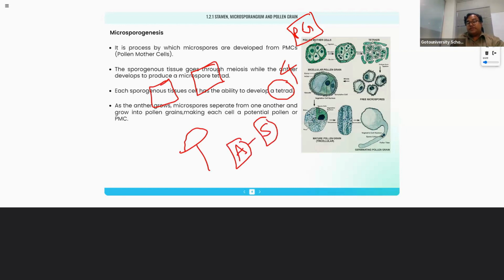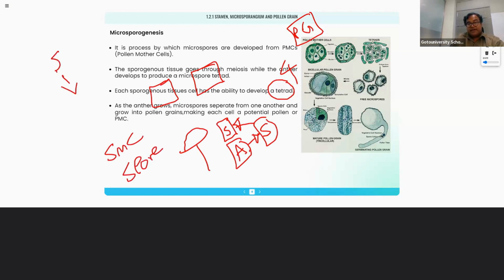So always, when I was like you, I used to make the box like this so that I understand: anther is having sporogenous tissue. Sporogenous tissue is having spore mother cells, to make the SMC. Spore mother cell makes spores. Okay, so I used to write like this.